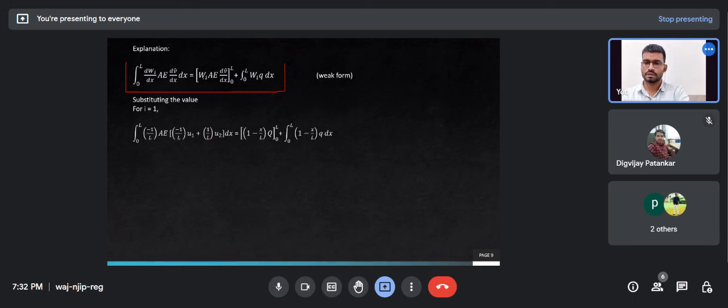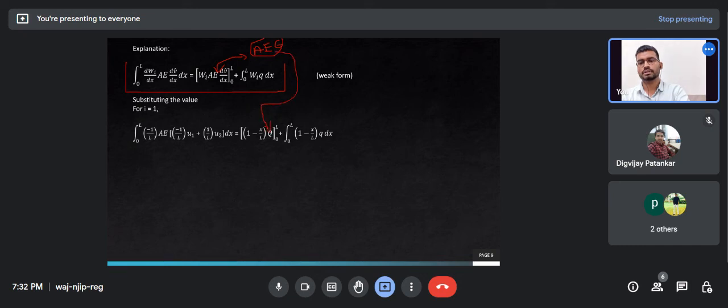Then in these terms, I have substituted the value of w1, that is 1 minus x by L, and we know that these terms, that is a into dv by dx, where dv by dx is nothing but the strain. So this quantity gives you the point load.